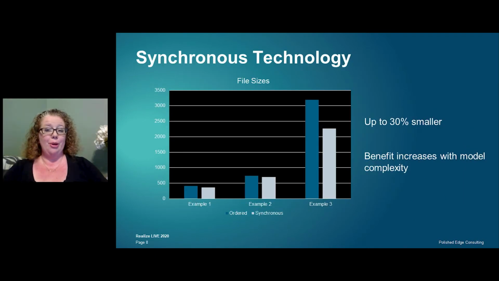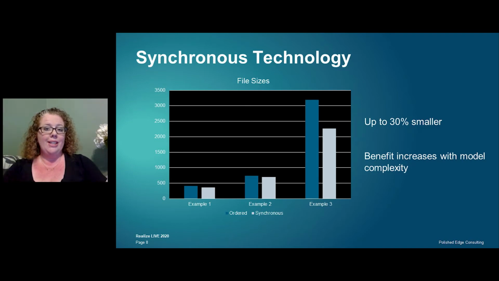I was curious about how much faster and how much smaller synchronous technology was, so I wanted to do some measurements. In a fair comparison, apples to apples, with identical files, they were modeled once in ordered and once in synchronous. And what I found is that the file sizes were smaller by 6, 10, and then 30%. Now, notice that the more complex your file is, the more benefit you're going to get from synchronous technology when it comes to the smaller file sizes.